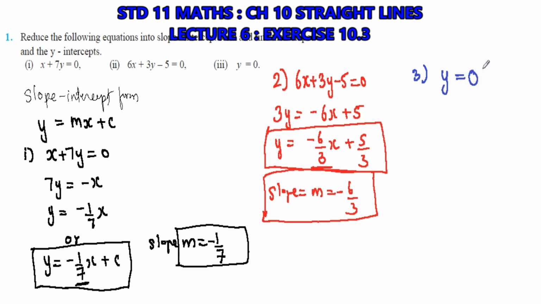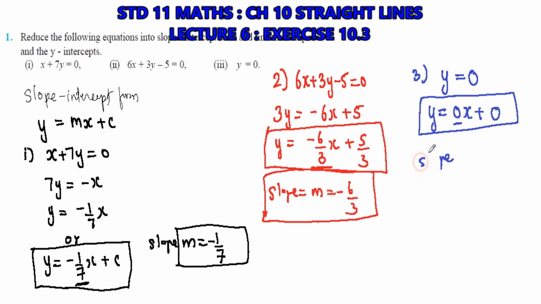The third one is y equal to 0. So now I can clearly write it as y equal to 0x plus 0, the slope-intercept form, where the slope m is equal to 0. Clear? So this was about question number 1. Just note it down. Now let's move to the next.